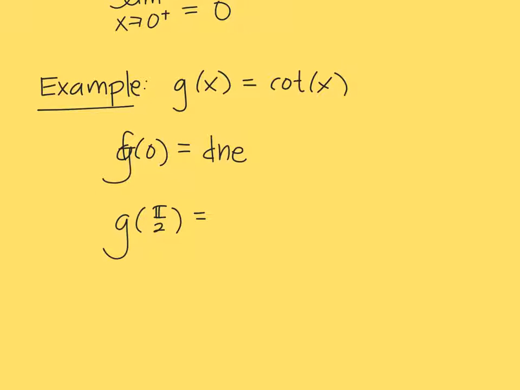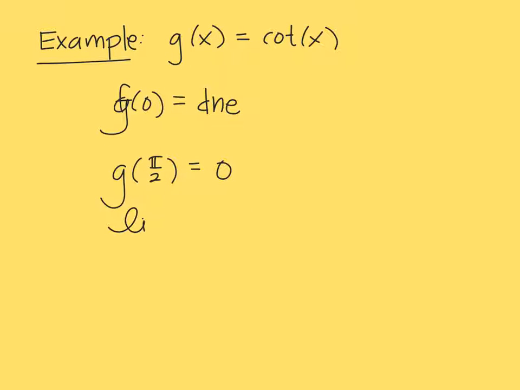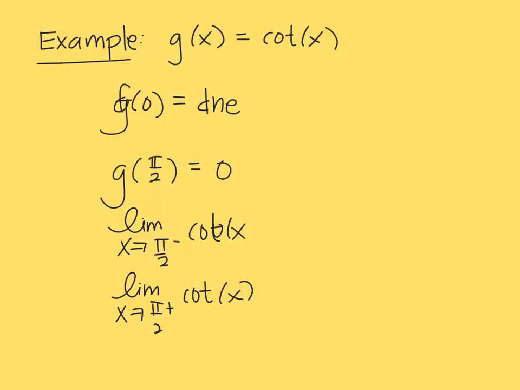Okay, so what is g of pi over 2? 0, right, for cotangent. And then what is the limit as x approaches pi over 2 from the left, and the limit as x approaches pi over 2 from the right of the cotangent of x? Okay, that's also 0. Boom, cotangent is continuous. I mean, you could try and fake it, but it has to hold for every value of A. So it's a lot easier to prove something is discontinuous. You just got to find one.